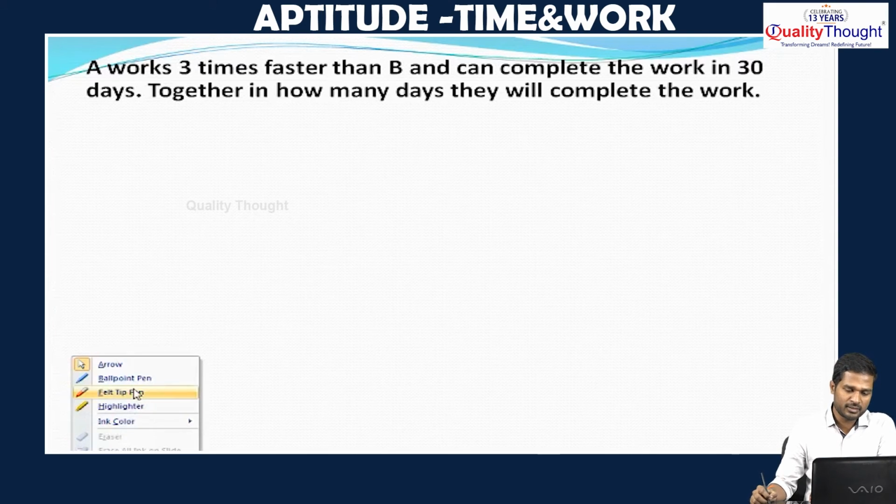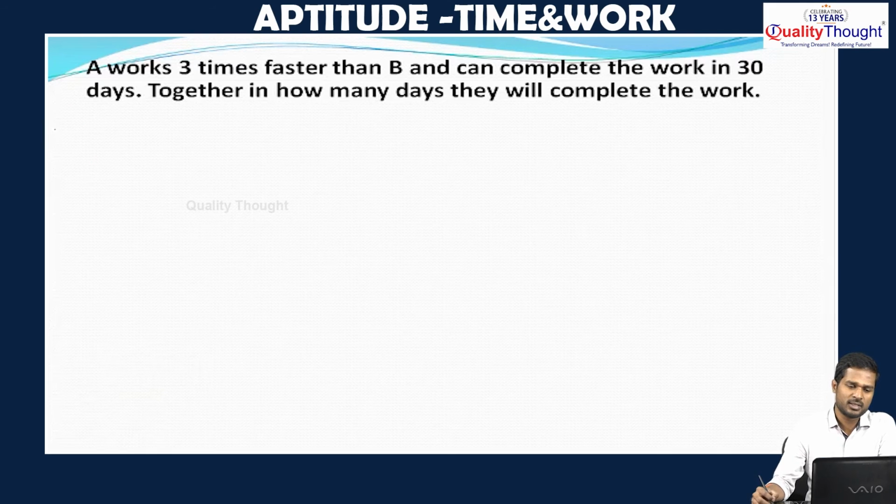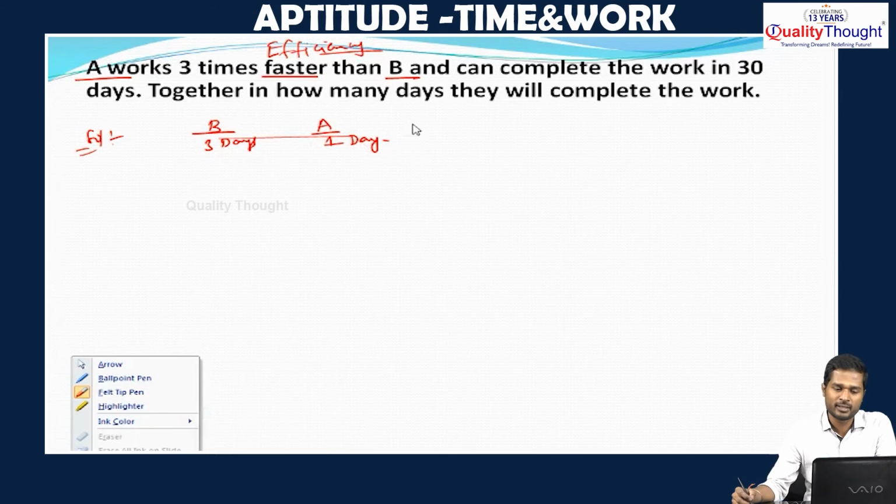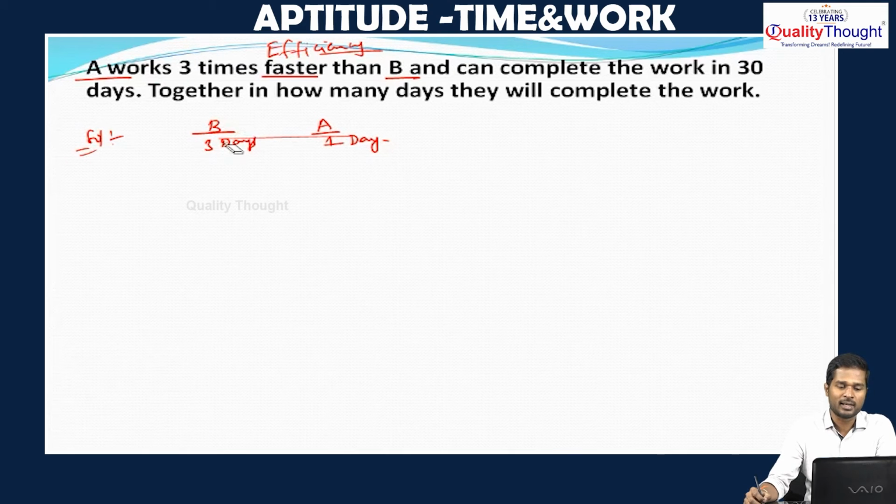We have seen in the notes, when we were writing the notes, the efficiency. Fasterness is nothing but the efficiency. That means as per this question, person A is 3 times as efficient as B. For example, if B takes 3 days to complete the work, then A can complete the work in only 1 day. This is the efficiency. As we have already written, the efficiency is inversely proportional to the number of days taken. So as A is 3 times as efficient as B, A will take fewer days to complete the work.